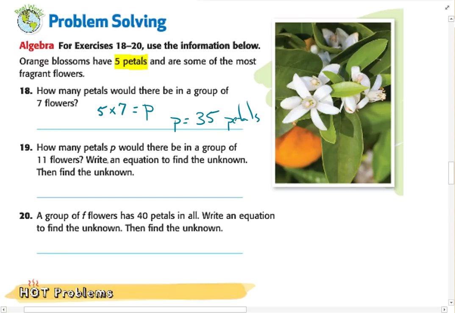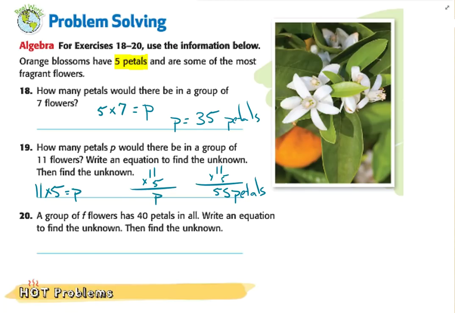How many petals, P, would there be in a group of 11 flowers? So again, 11 times 5 equals our unknown, right? I'm solving for P, right? Which we could also say as 11 times 5 equals P. Well, 11 times 5 is 55. So there'd be 55 petals.